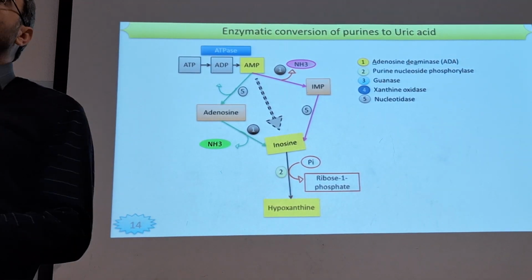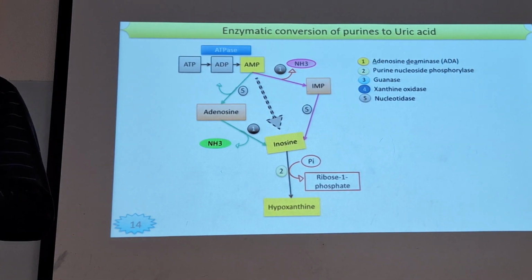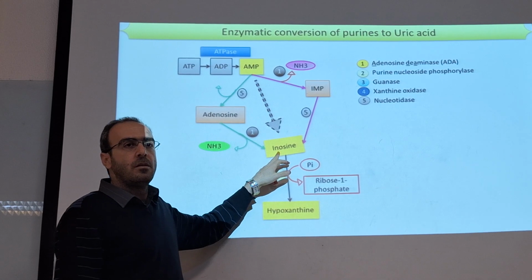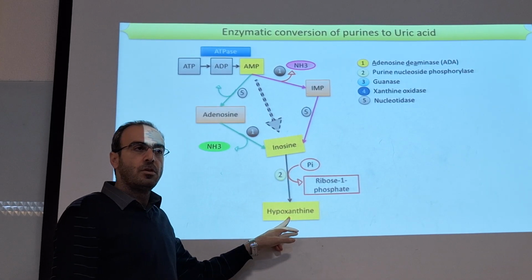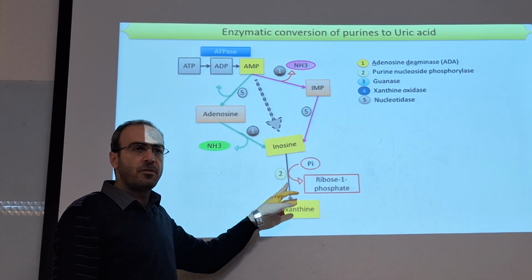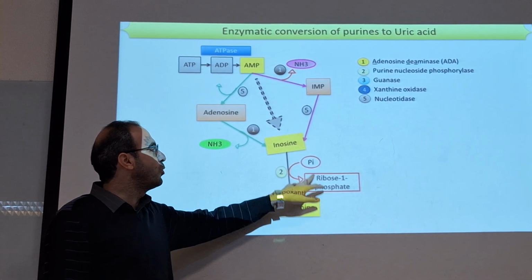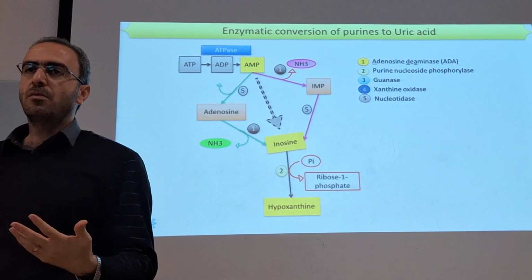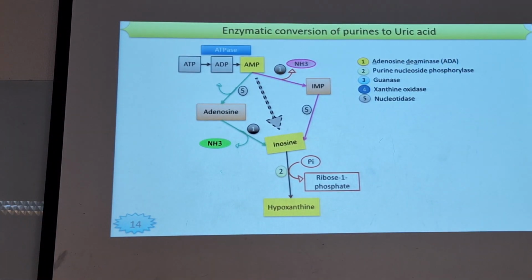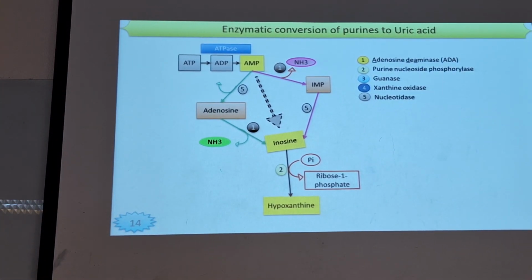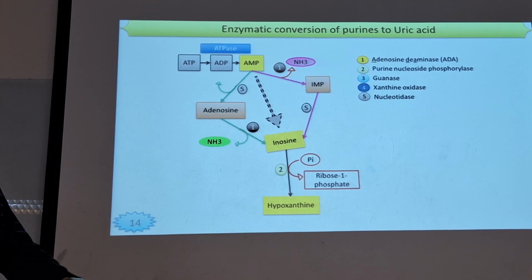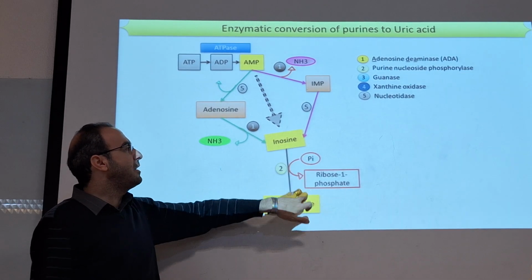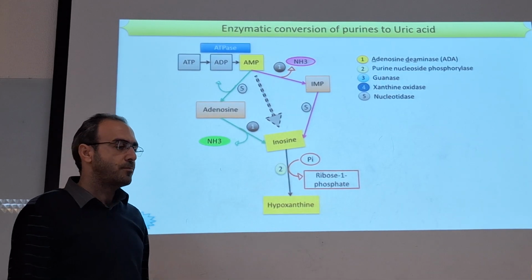Inosine also is a nucleoside. The base of inosine is hypoxanthine. The nitrogenous base of inosine is hypoxanthine. If we remove the sugar, hypoxanthine remains. It was questioned many times in basic science: what is the name of the base of inosine? Hypoxanthine. Hypoxanthine is the base of inosine.